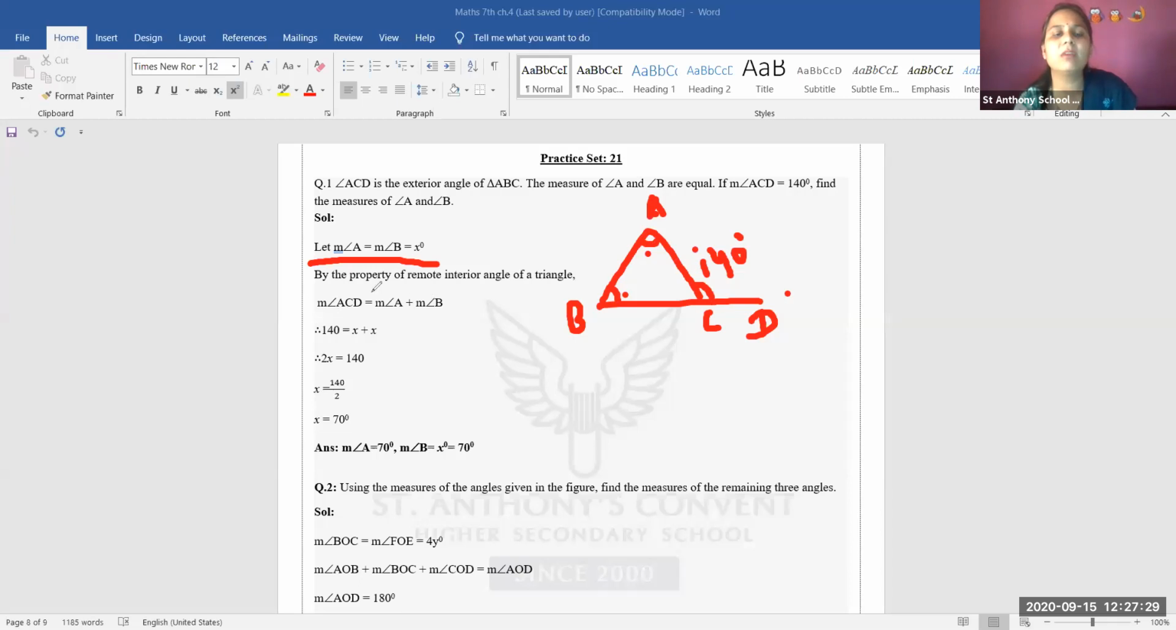Now, what is the value of measure of angle ACD? It is 140 degree, right? And measure of angle A is equal to x, measure of angle B is equal to x. Now 140 remains as it is, x plus x is equal to 2x. Now we don't want this 2 with x, so it should be moved to the right hand side.